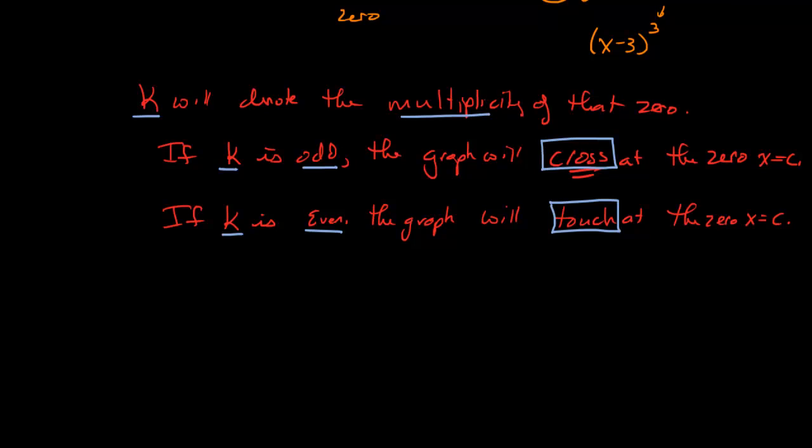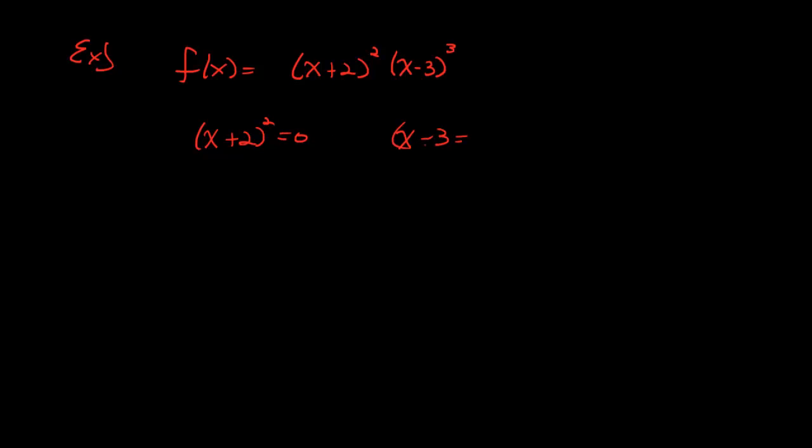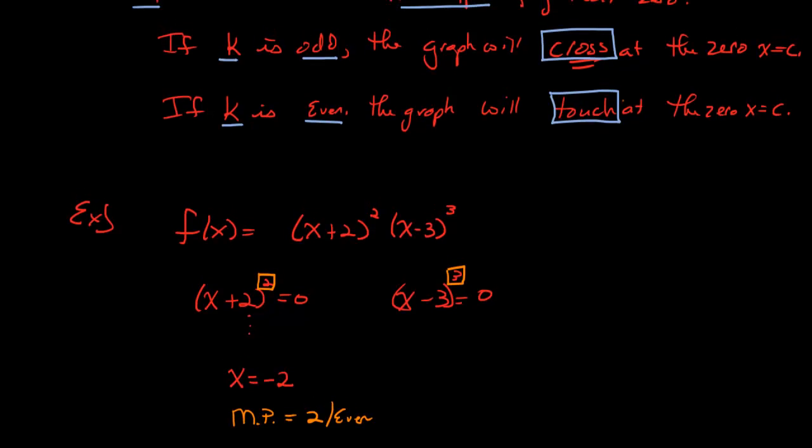So let's go ahead and combine this all. We're going to combine leading term analysis and multiplicity into one. Let's look at an example. Let us say f of x equals x plus 2 squared times x minus 3 cubed. If we want to find the zeros, we set x plus 2 squared equal to 0, and then we set x minus 3 cubed equal to 0. According to my definition, this 2 and this 3 are the values that indicate the multiplicity of the zeros. Solving here, we get x equals negative 2. This will have a multiplicity equal to 2, which is an even value.